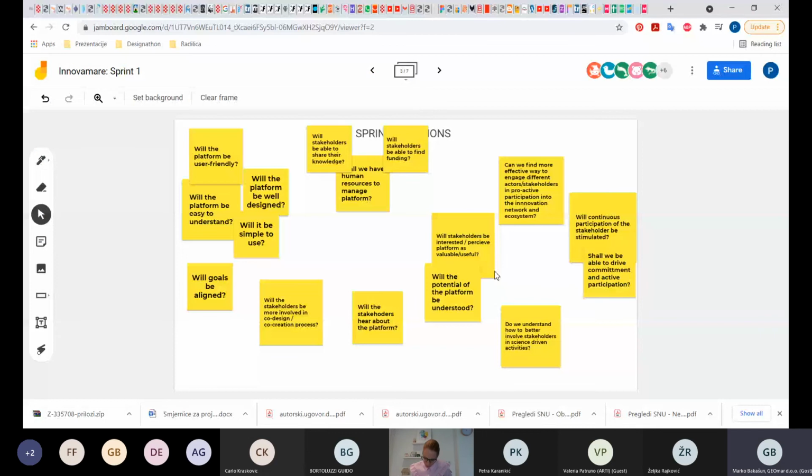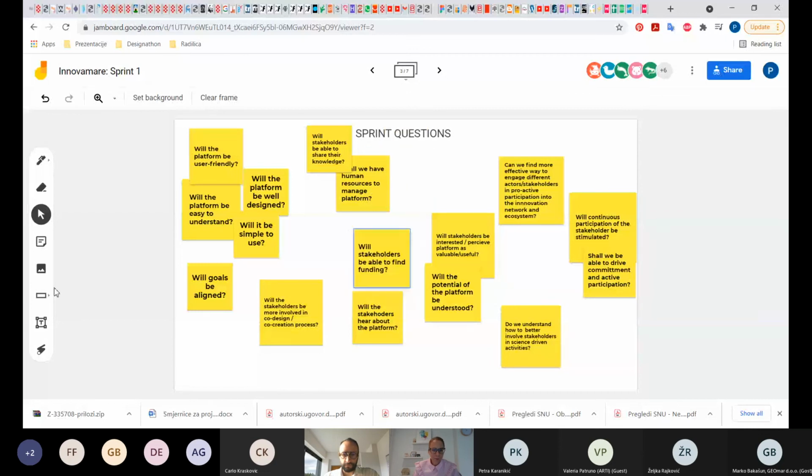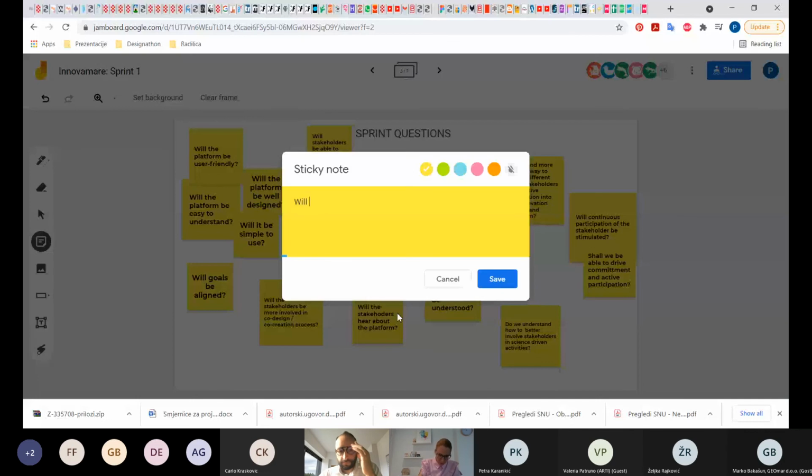We did mention, sorry, the one I think Valeria mentioned: will the platform be useful in the implementation phase somehow, not just for project management, which actually we did discuss, but let's leave it here.